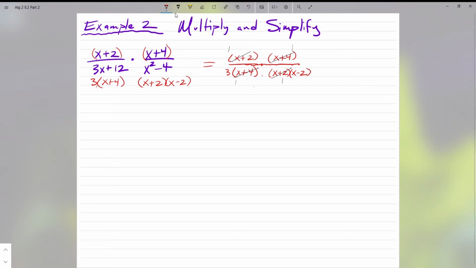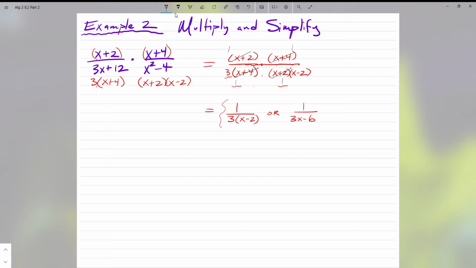And the main reason that's important is to help keep straight what information is left. My numerator is technically 1 times 1. My denominator is technically 3 times 1 times 1 times x minus 2. So it would be 3 times x minus 2. If you would like, you absolutely could multiply that 3 out. You don't need to. It's just different ways of writing the same answer.